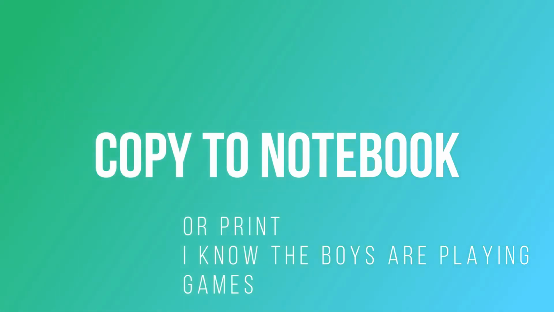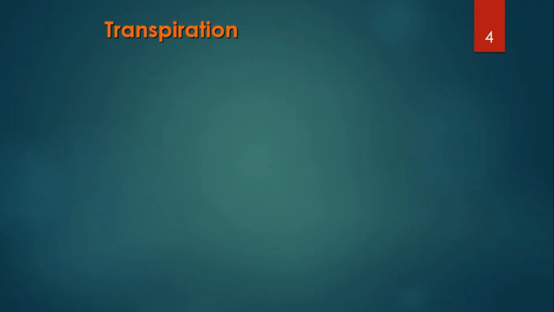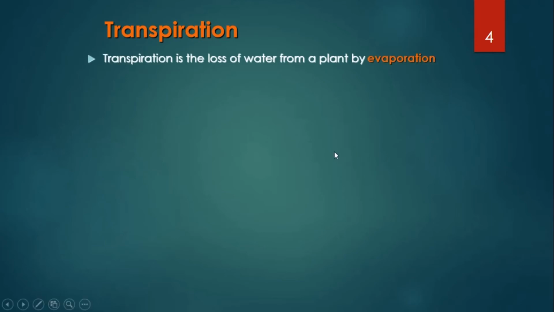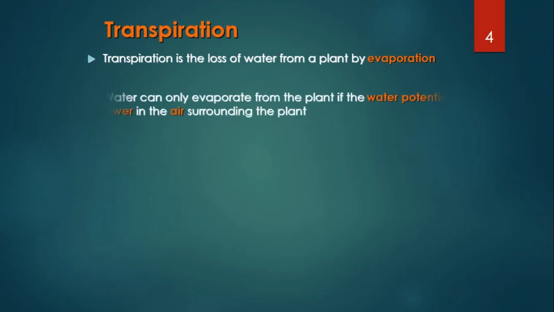Alright, moving on. Transpiration is the loss of water from a plant by evaporation. So transpiration is a fancy word for evaporation. Evaporation is when a liquid goes to a gas. So within a plant, the liquid in the plant goes to gas and evaporates out of the plant.